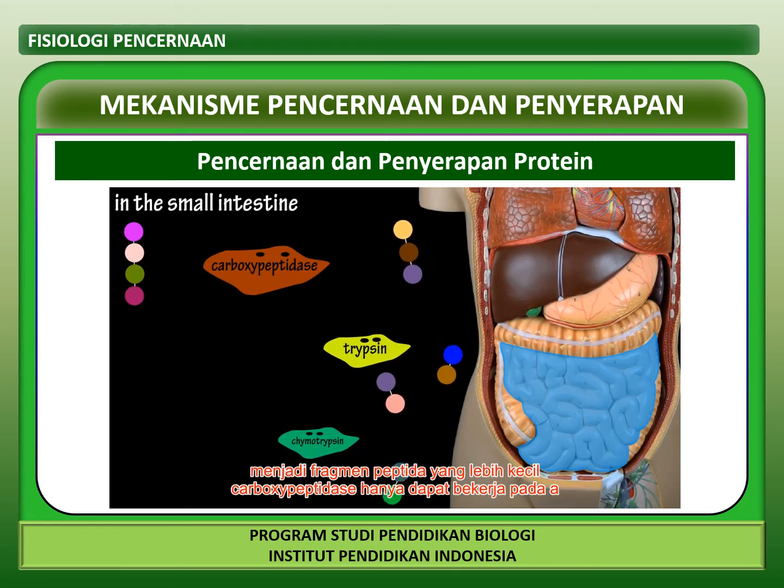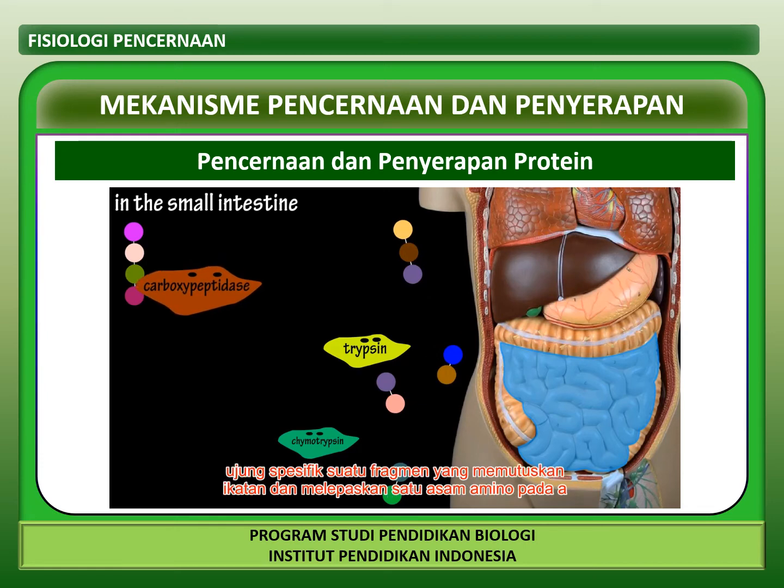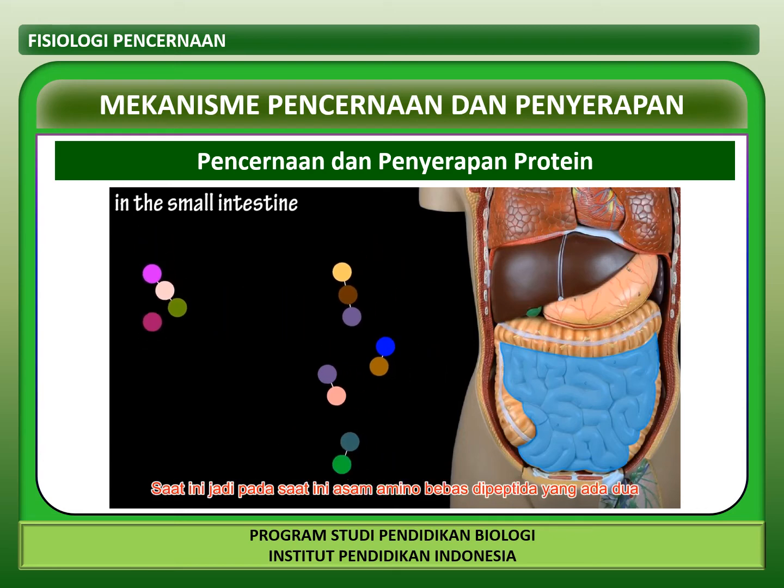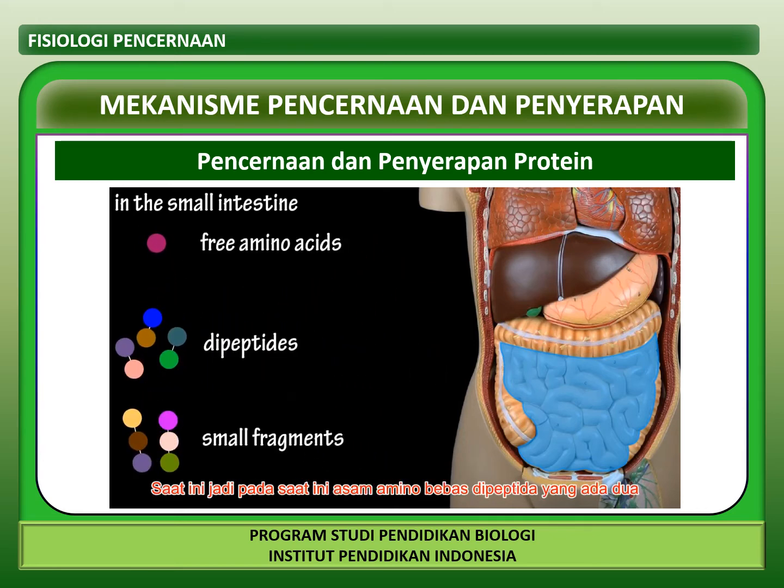Trypsin and chymotrypsin act on bonds between specific amino acids within the partially digested protein, breaking them into smaller peptide fragments. Carboxypeptidase can only act on a specific end of a fragment, breaking the bond and releasing one amino acid at a time. So at this point there are free amino acids, dipeptides, which are two amino acids bonded together, and small peptide fragments.